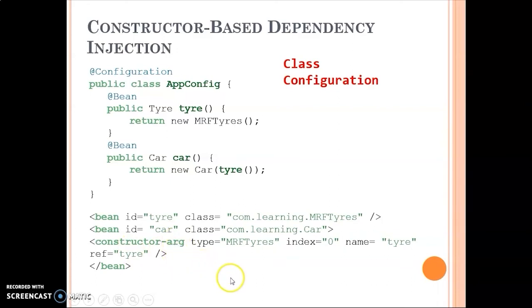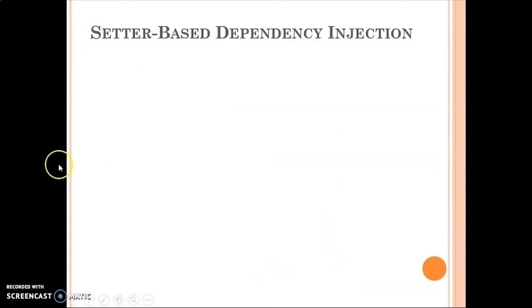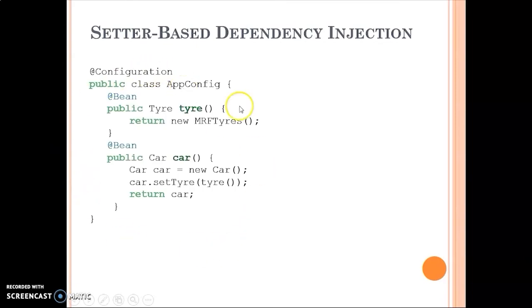So this is how we can define a constructor based dependency injection in two ways. One, you can do it through a configuration class, or you can do it via XML. Both are valid ways. You can choose whatever is convenient to you. Another approach that we have is setter based dependency injection, wherein here you can see again we have a configuration class. Again we have an object of the tire class, which is getting defined here using the bean tag.